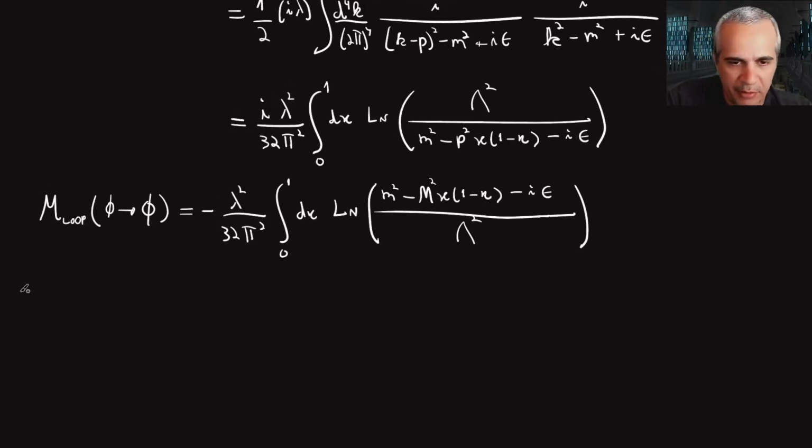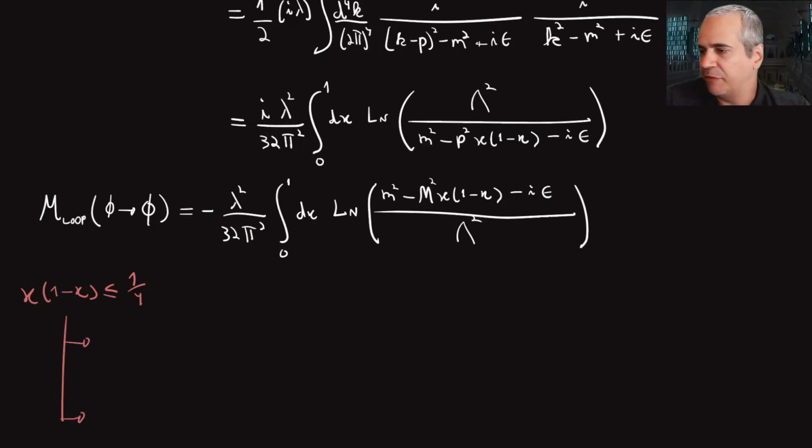So if you remember well, this x times 1 minus x is bounded by 1/4, as I integrate from 0 to 1 in x. And that means now that I have two different cases. The first one is when m, capital M actually, is smaller than 2m. In that case, M squared is smaller than 4 little m squared, and that means that this combination right here is always positive.